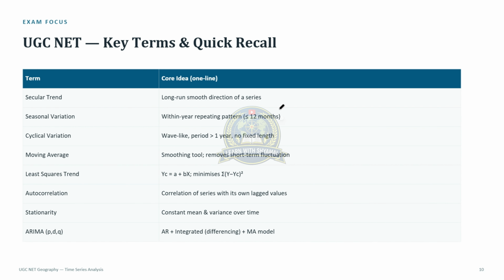Okay, UGC NET key terms and quick recall. Secular trend: long-run smooth direction of a series. Seasonal variation: repeating pattern within a year. Cyclical variation: wave-like, period is more than one year, no fixed length. Moving average: smoothing tool that removes short-term fluctuation. Least square trend: Yc = a + bX, minimizing the summation of (Y minus Yc) whole squared.